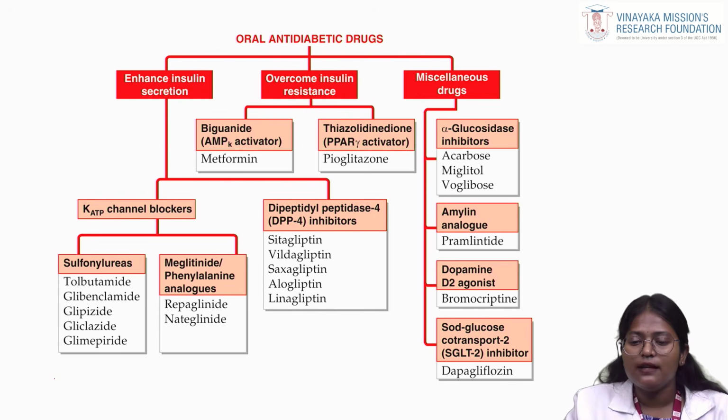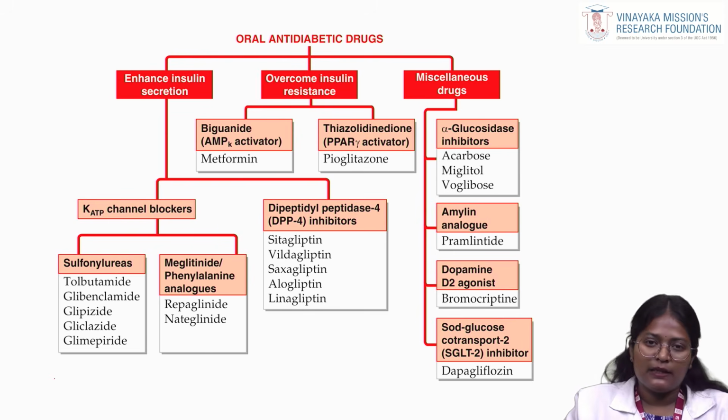Next, miscellaneous drugs: alpha glucosidase inhibitors, acarbose, voglibose and miglitol; amylin analog, pramlintide; dopamine D2 agonist, bromocriptine; sodium glucose cotransporter 2 inhibitor, dapagliflozin. So these are the oral drugs that are taken through the mouth. Insulin is taken only as an injectable form. Oral anti-diabetic drugs are taken through the mouth, mainly as a tablet.